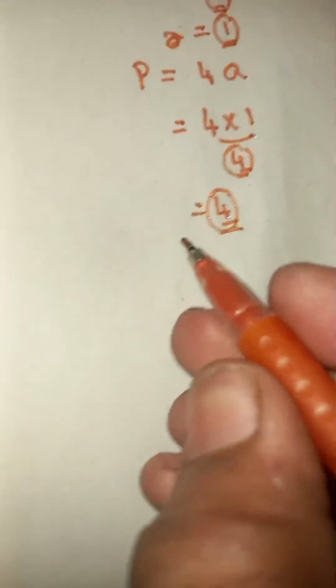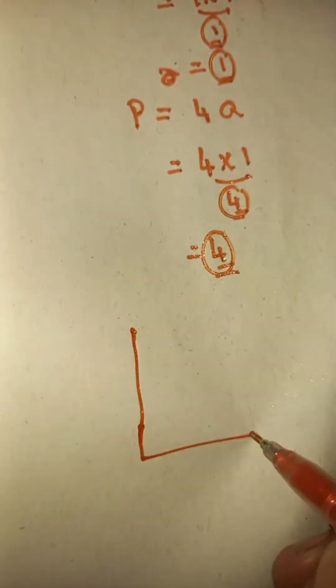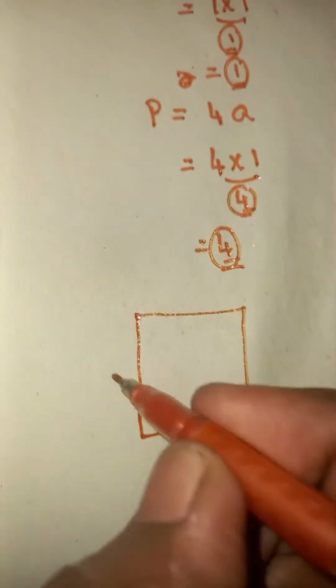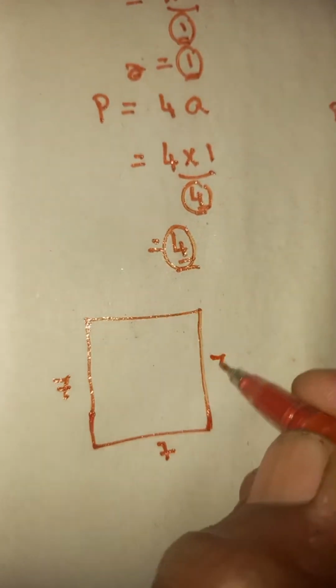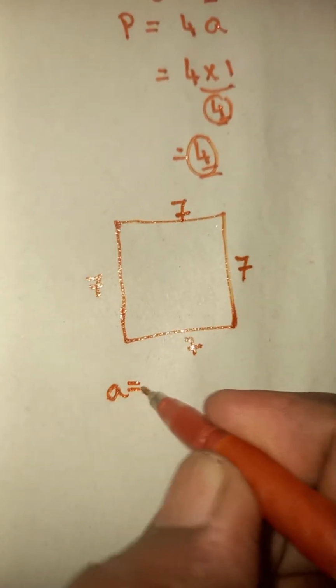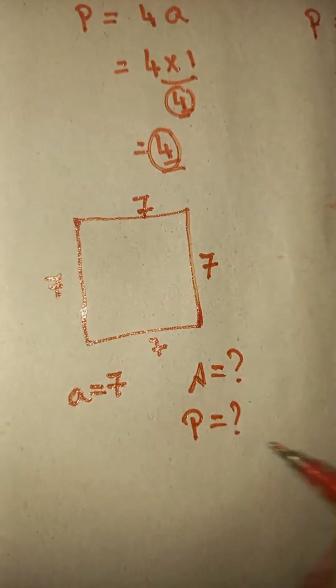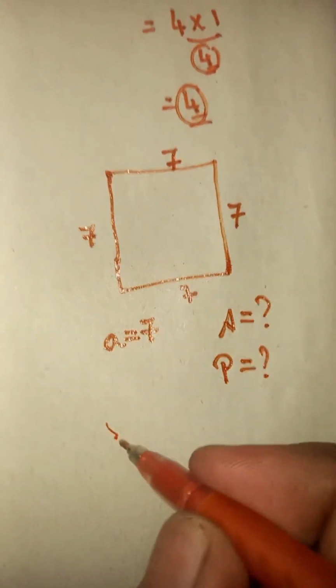Now let's take one more square, and in this square they have given all sides of the square as 7 units. When all sides of the square are 7 units, you need to find out what the area of the square is and what the perimeter of the square is. Here also you can do it.